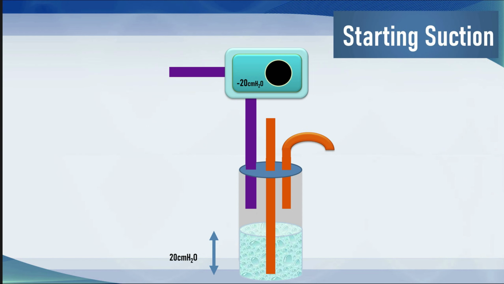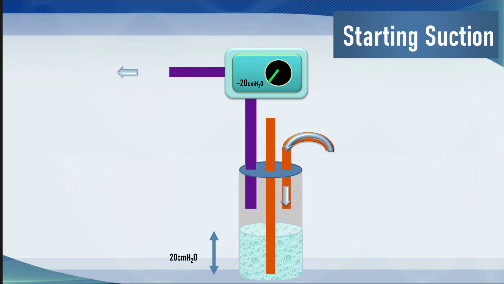We've set our suction at minus 20 centimeters of water, and we're going to fill up our third bottle to 20 centimeters of water and turn on the suction. Air is drawn from the air-containing part of the bottle into the suction machine and expelled.